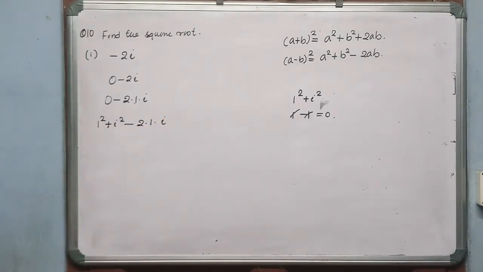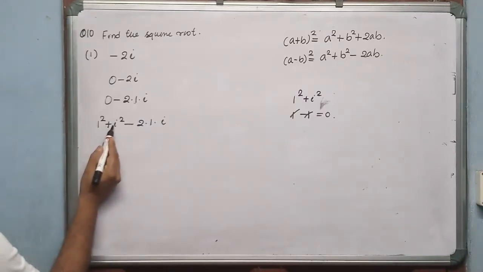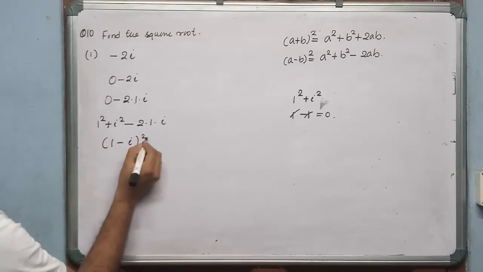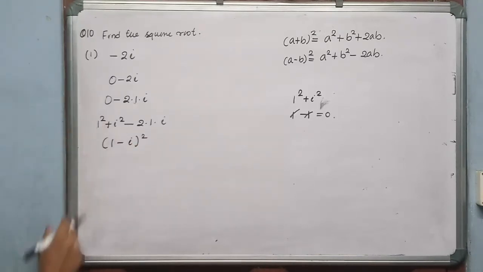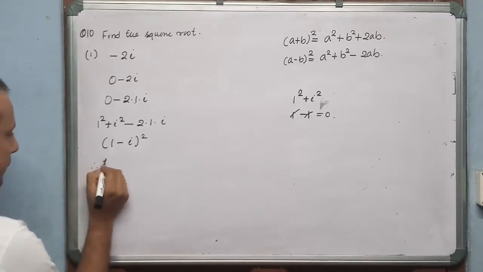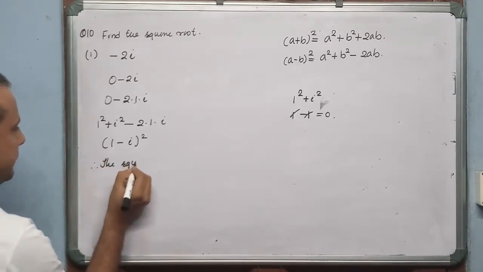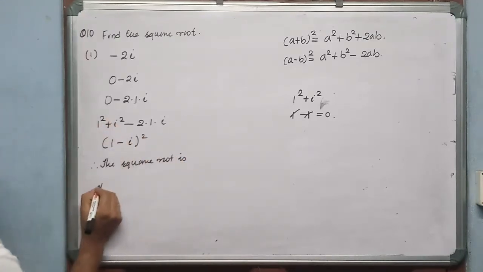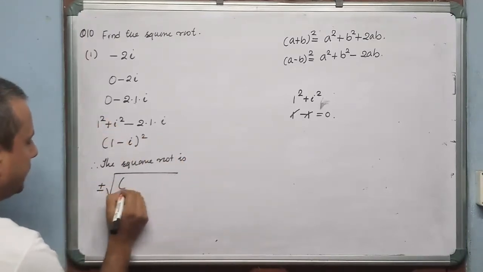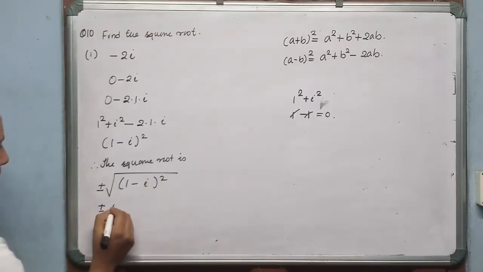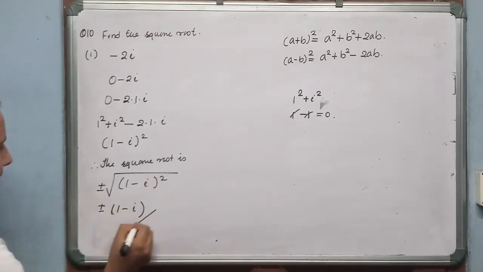Then in place of 0 we can write 1 square plus i square minus 2ab. Now again this is in terms of a formula. Which formula? a square plus b square minus 2ab means it is (a minus b) whole square. After converting the given complex number into a perfect square, we write the square root. Therefore, the square root is plus minus the root of the whole square. Root and square get cancelled. It is 1 minus i, the square root.